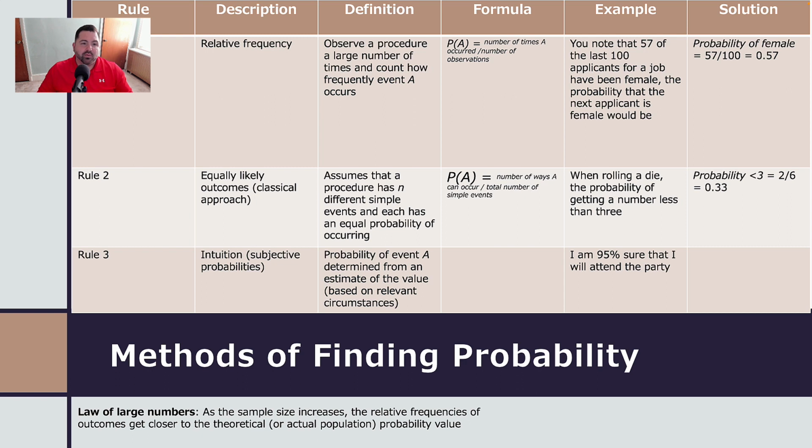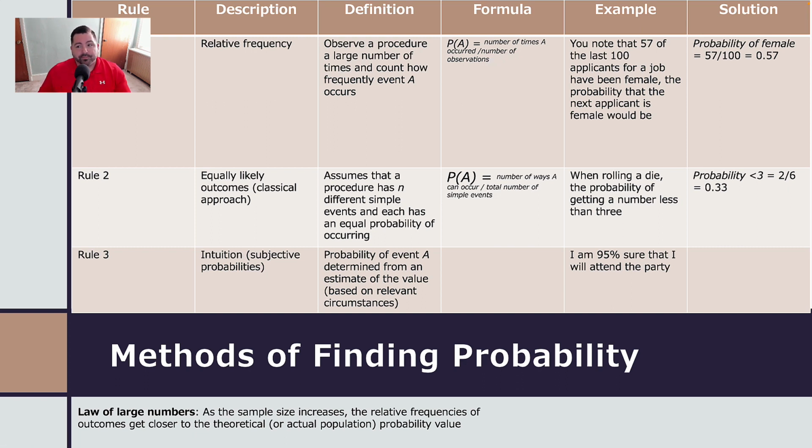And so the way we would define relative frequency would be very similar. We're looking at observing a procedure a large number of times and counting how often that event, A, happens. So the formula that we would use is P(A), the probability of event A happening. So we're looking at the number of times that A occurred out of the possible number of times.